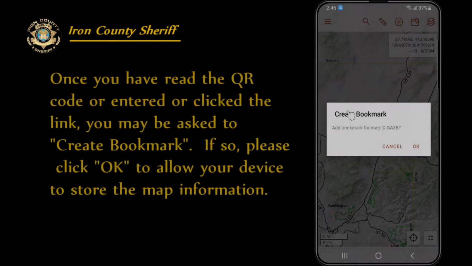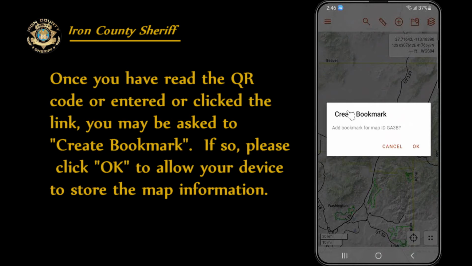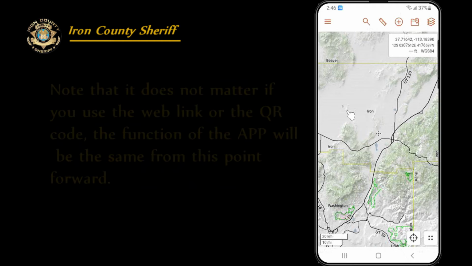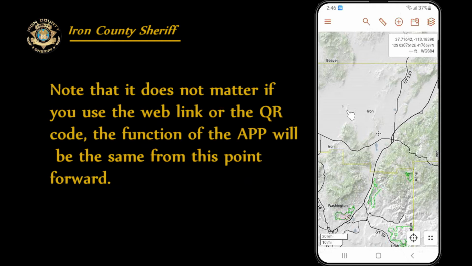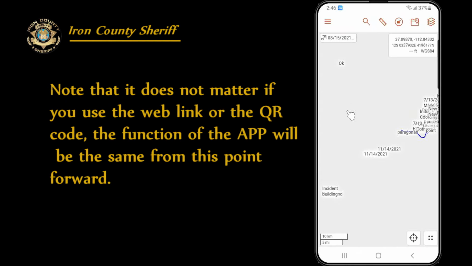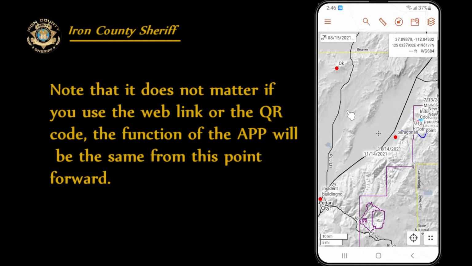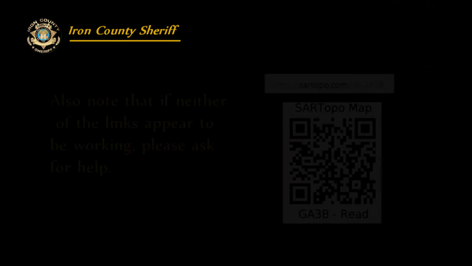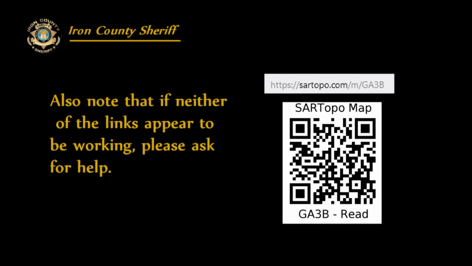Once you have read the QR code or entered or clicked the link, you may be asked to create a bookmark. If so, please click OK. This will allow your device to store the map information. Note that it does not matter if you use the web link or the QR code. The function of the app will be the same from this point forward. Also note that if neither of the links appear to be working, please ask someone for help.